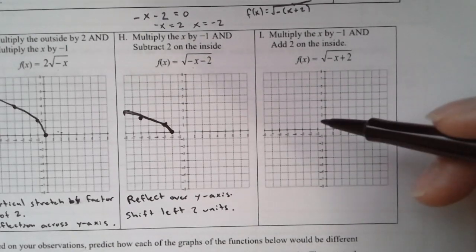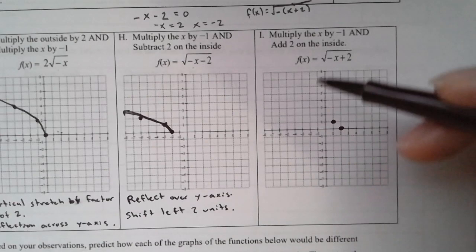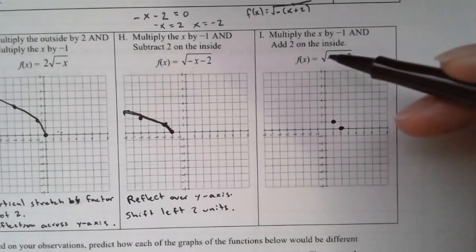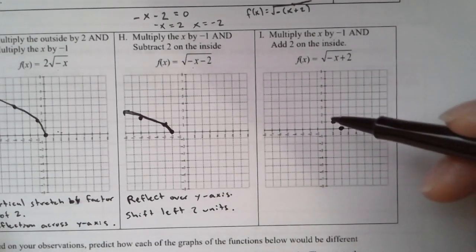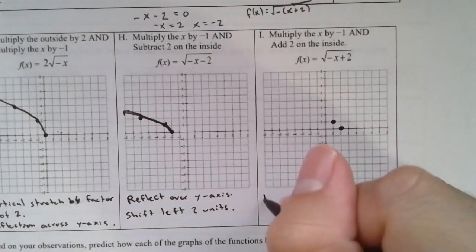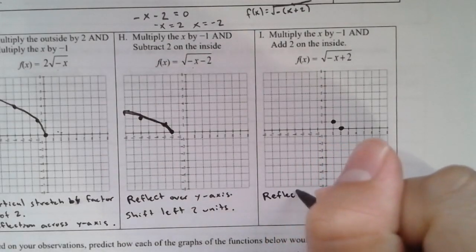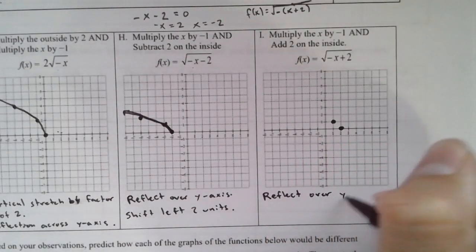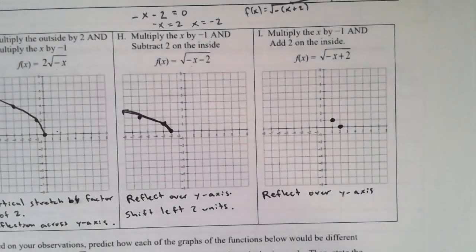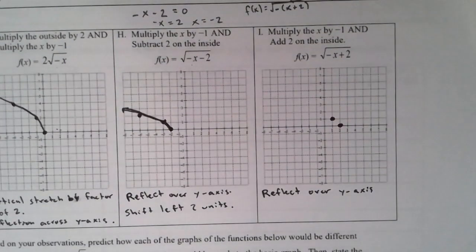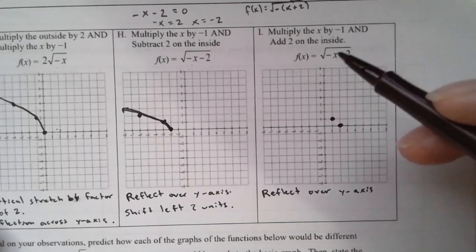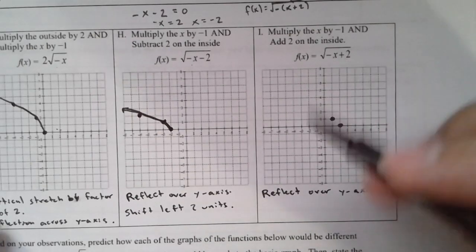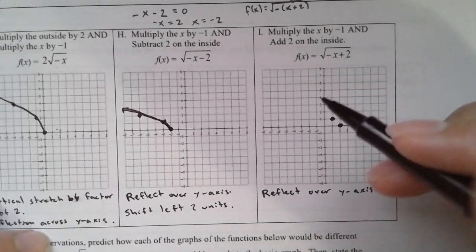Okay, now notice that it's going towards the left side, and this makes sense because I have the negative here in the front. Okay, so it is a reflection across the y-axis again, so let's write that down right now. So reflect over y-axis, and then let's check to see why we're shifting over to the right.